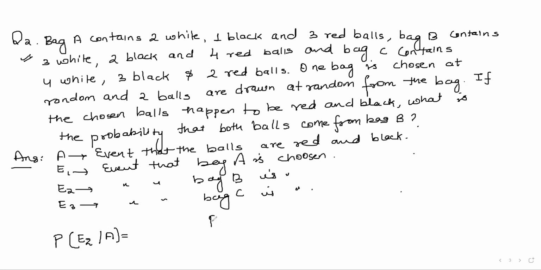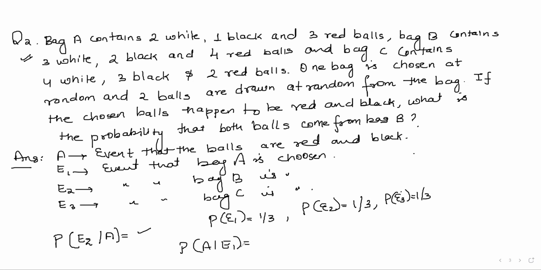Okay, now Nabil, can you tell me what is P(E1)? 1 by 3. What is P(E2)? 1 by 3. And what is P(E3)? 1 by 3. Very good. We need to find this. You can write the formula. Now, P(A by E1). A by E1 means E1 is already given, that you have selected bag A, and from that bag you are drawing 2 balls, which are red and black. So can you tell me what is the probability of this?